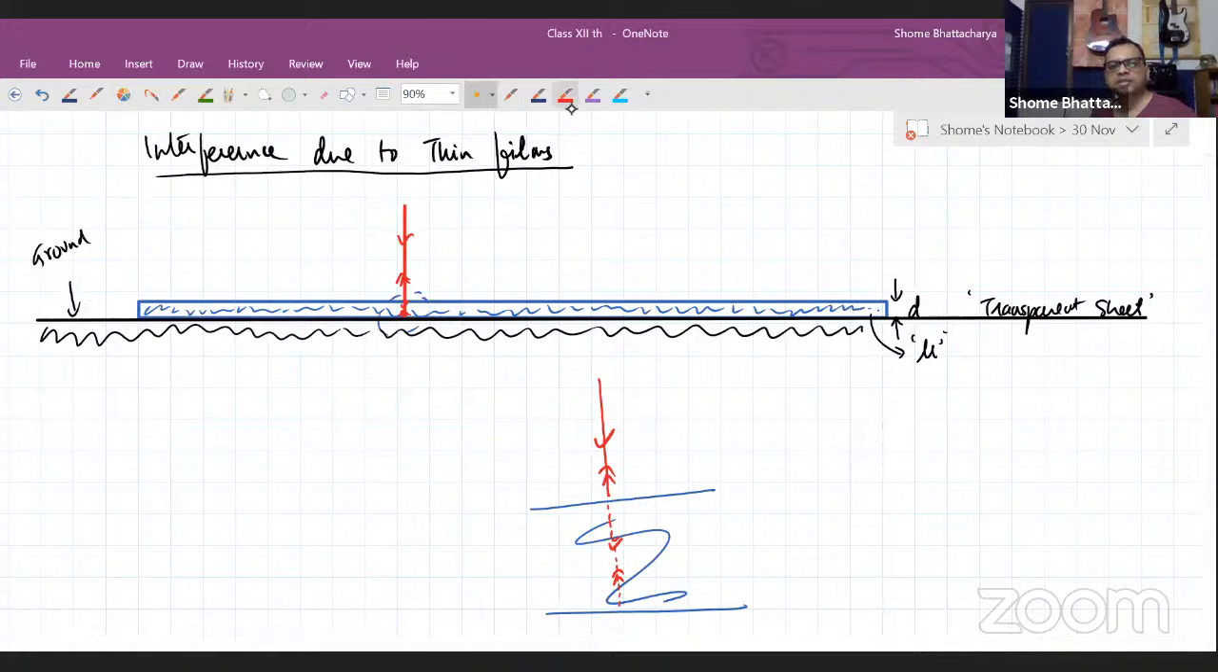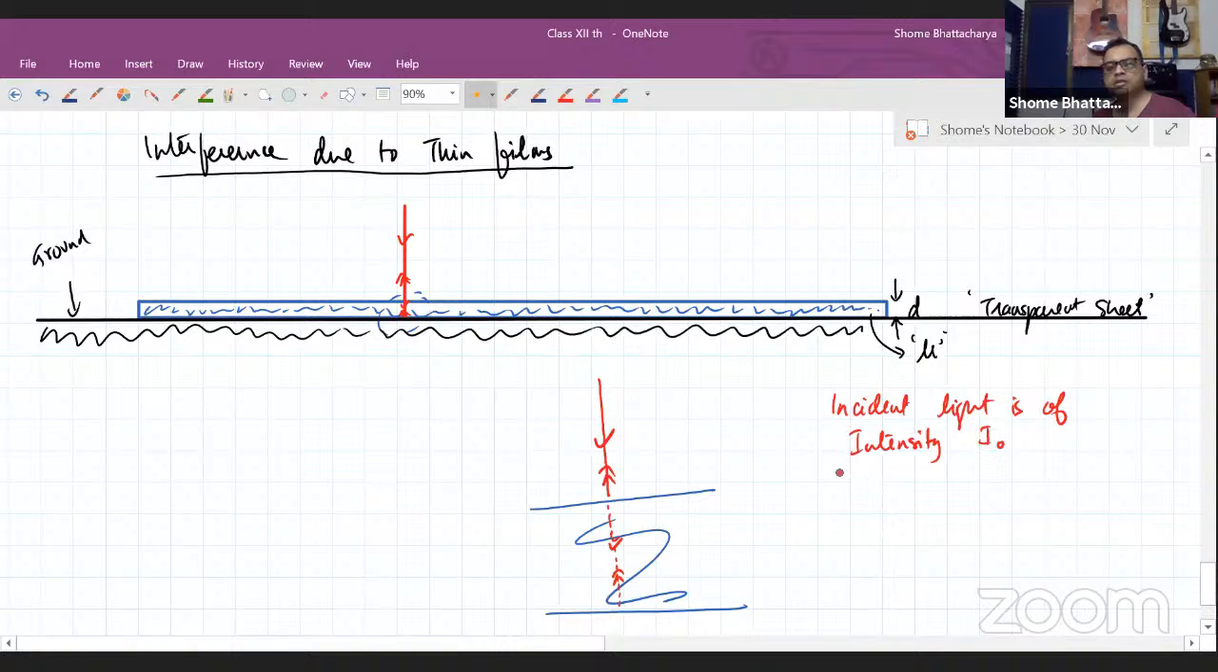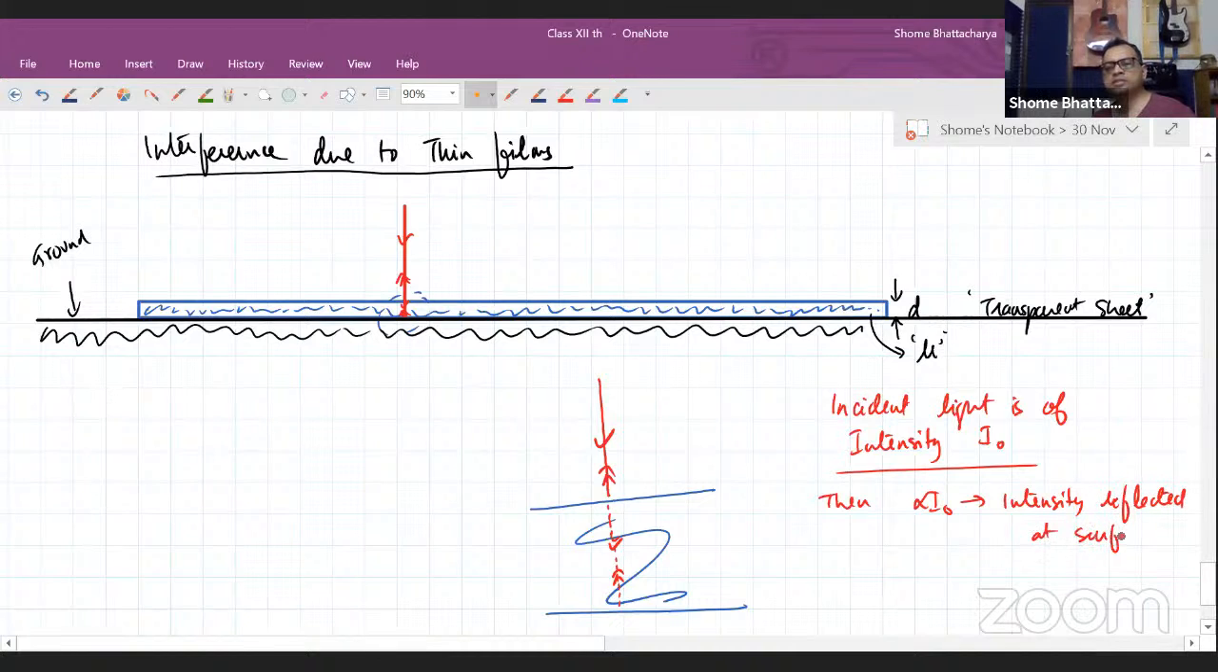Okay. So what will happen is that if the incident light is of intensity I naught, then let's say alpha I naught is the intensity reflected at the surface 1, let's say. So this is our surface 1. So alpha is a factor less than 1, which is called the reflection coefficient.